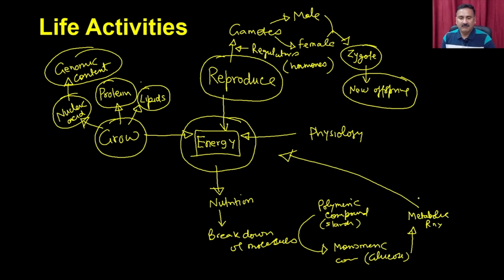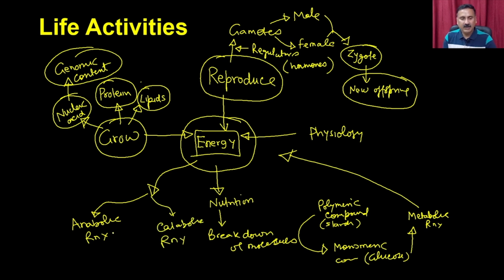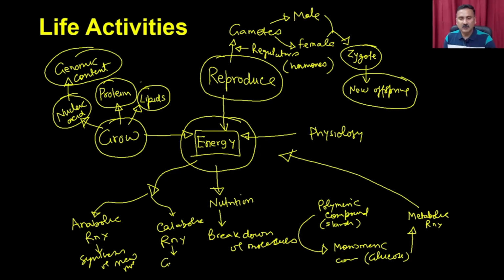So, when we talk about the metabolic reactions, energy you are actually going to acquire by the two different types of metabolic reactions. One is called as the anabolic reactions, and the other one is called as the catabolic reactions. Anabolic reactions are responsible for the synthesis of new molecules, and the catabolic reactions are actually going to have the breakdown of the molecules, and that is how they are actually going to have the generation of the energy.